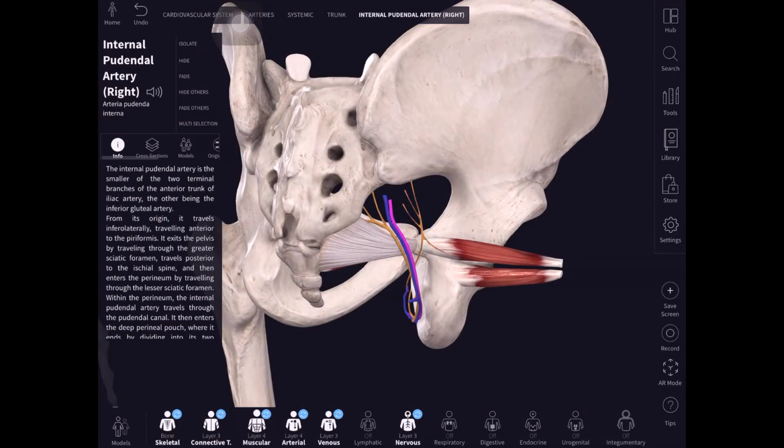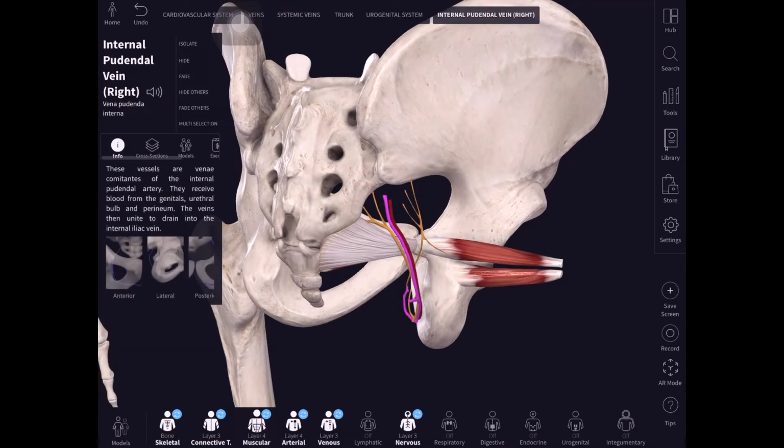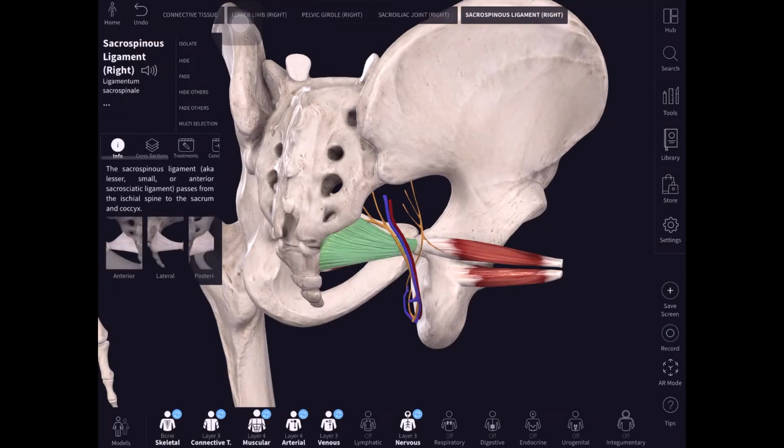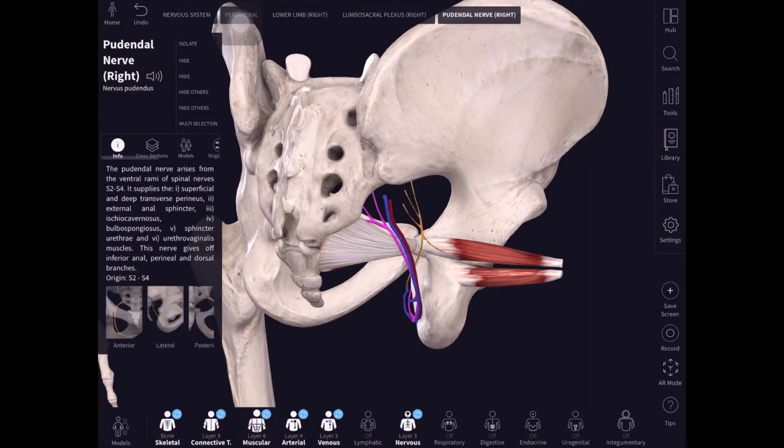So next to this you also see there is a red colored artery. This is your internal pudendal artery, and next to it the blue one is your internal pudendal vein, and this one is your, sorry, this is your pudendal nerve. So these are the structures we have.